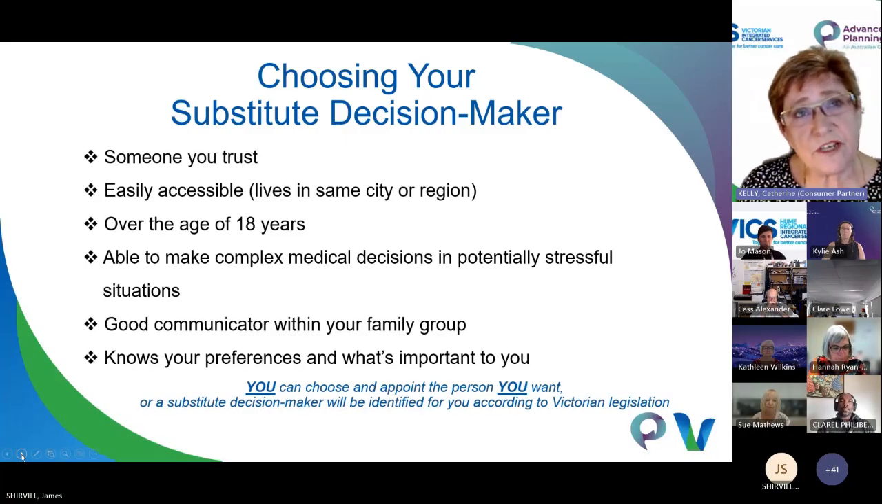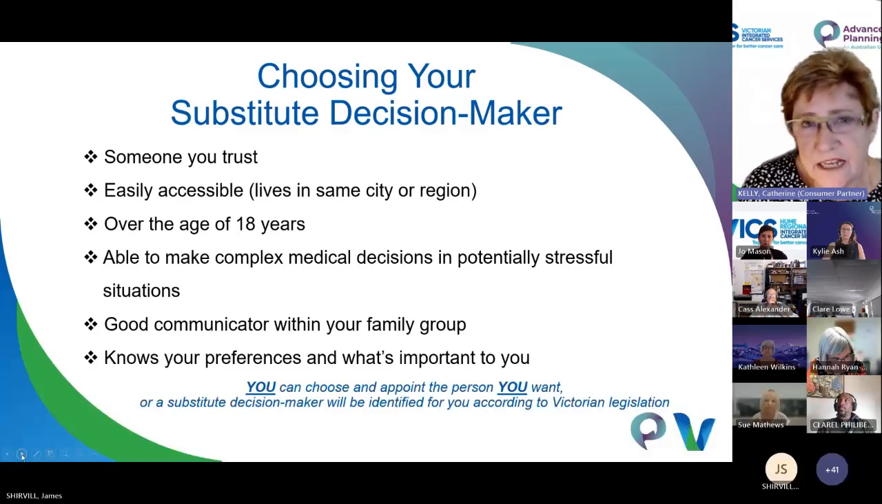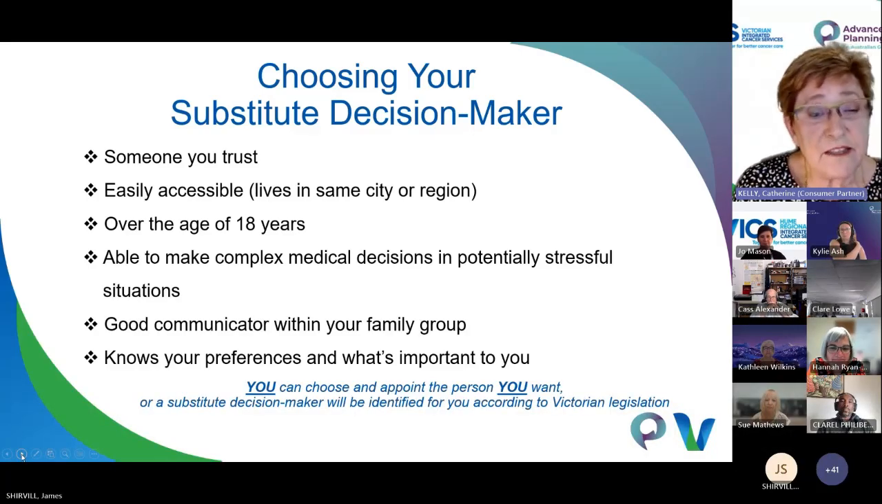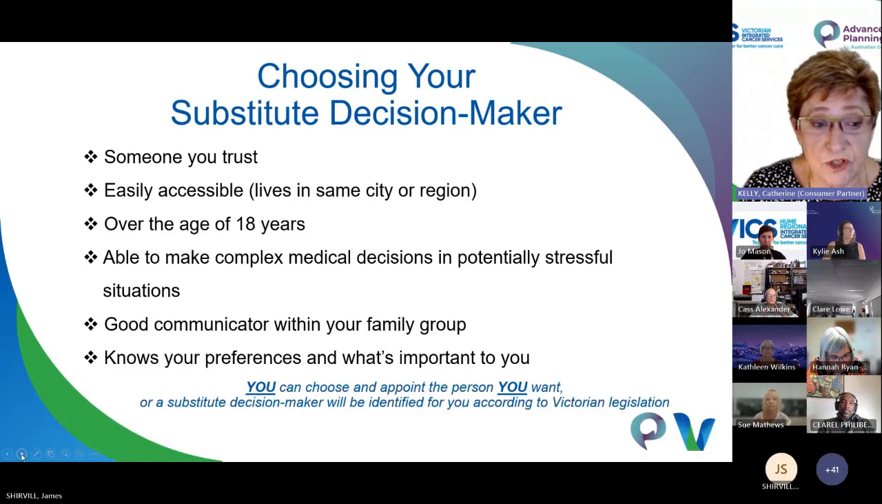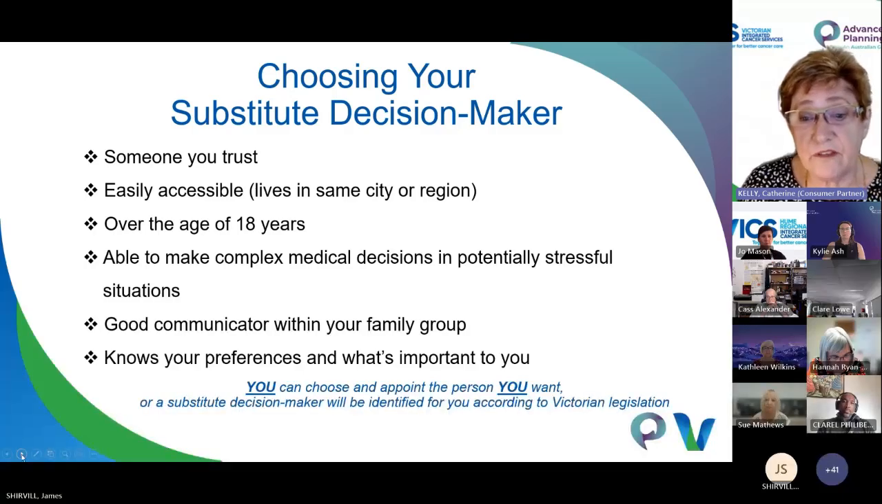So you need to make sure that the person you choose is not someone that you merely love dearly, but they need to be able to execute the role you're asking them to do very well for you. And it goes without saying really, that they need to know your preferences and what's important to you. And you can choose and appoint the person that you want, or else a substitute decision maker will be identified for you from within the Victorian Advanced Care Planning legislation.